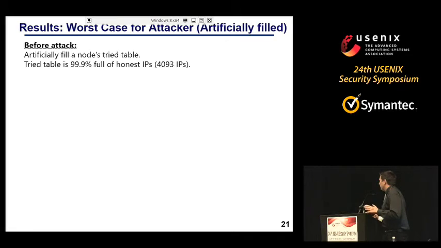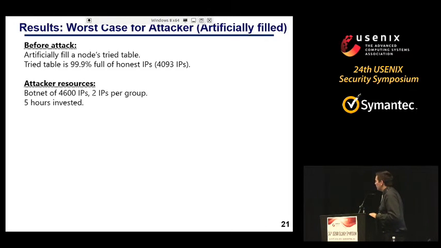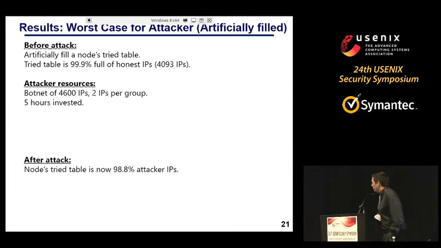So we ran several experiments, but I'm only going to tell you about two. The first experiment was a worst case experiment. We wanted to see how an attacker could win all the time, no matter what was in the tried table. So we artificially filled a node's tried table with honest IPs, and these had the freshest timestamps of just before the attack. Our model predicted we needed about 4,800 IPs with two IPs per group and about 5 hours invested in the attack.